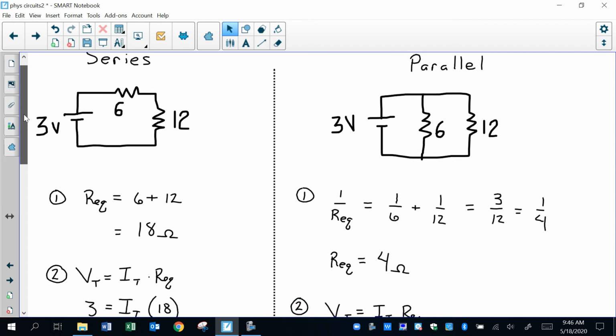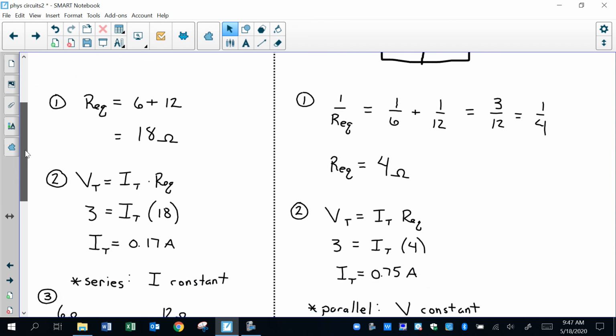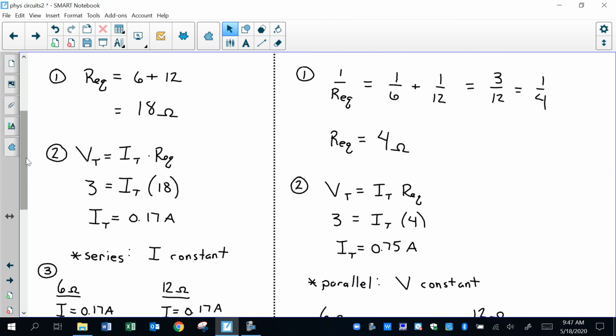So looking at the series first. Number 1, find REQ. A series is easy, add them up. 6 plus 12 is 18, done. Find the current. Plug and chug, this is quick and easy, done. 0.17 amps. Now, this is in a series. I know that I is a constant.